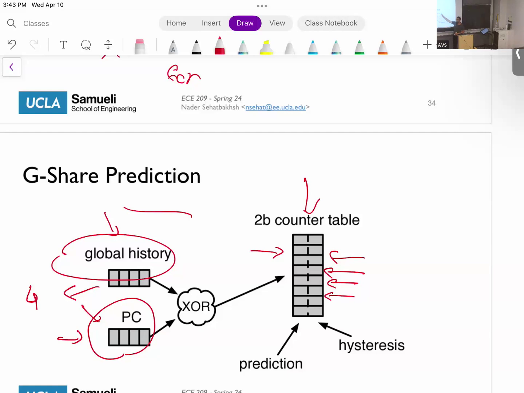This depends on how much storage you want to use. The bigger this is, the more bits we are using here and here. The smaller this is, then you need to do more XOR. Again, this is the idea that you need to do the trade-off to see what's a good size to achieve good performance. This will predict whether it will be taken or not. And this is all for prediction of the direction.